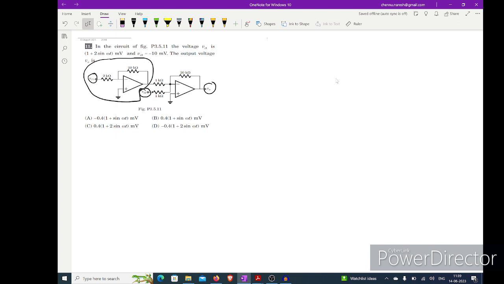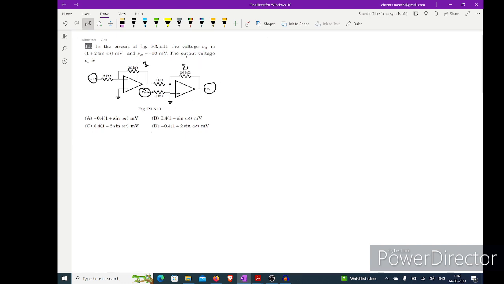one circuit, and this is the other circuit. So first we'll find the output of circuit 1 and the output of circuit 2, by taking the output of the first op-amp circuit to the input of the second op-amp circuit. So let us start, taking all the values.